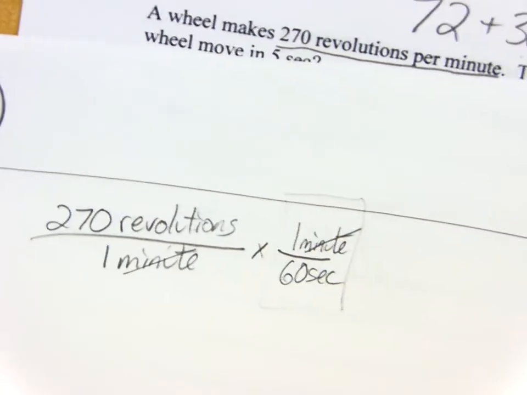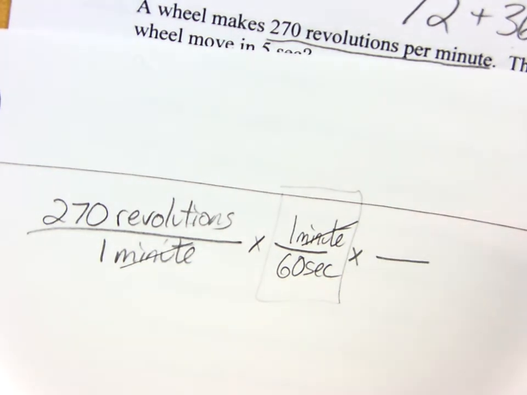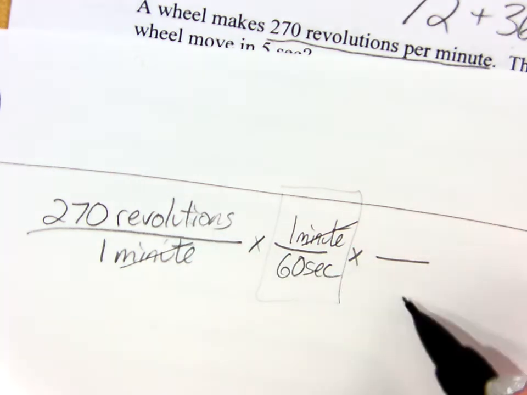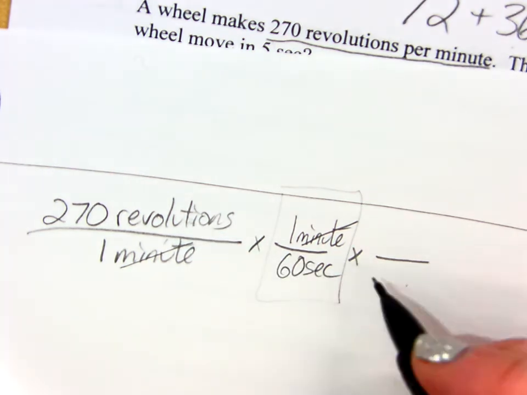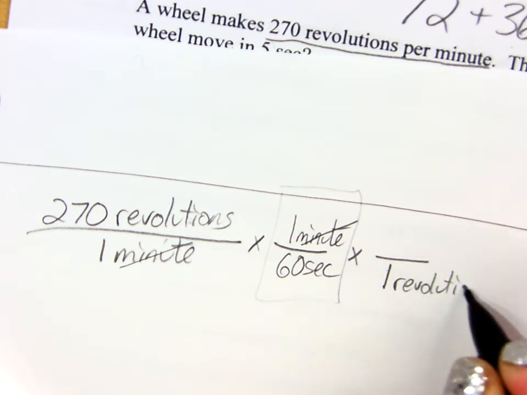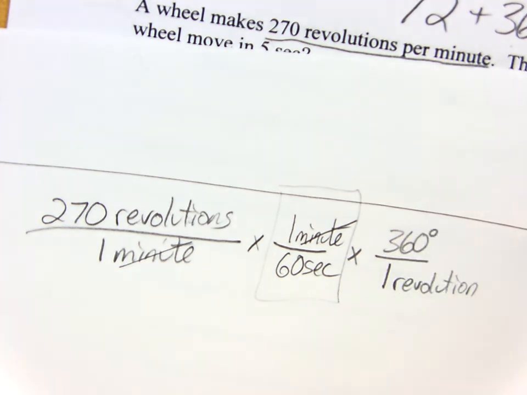So I'm going to multiply by another fraction. But now watch this. Since I have revolutions on top, I'm going to want it to cancel with revolutions on the bottom. So I'm going to put 1 revolution on the bottom, 360 degrees on top.